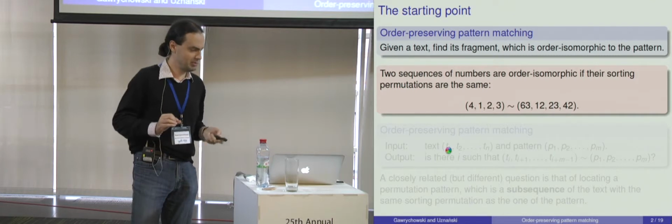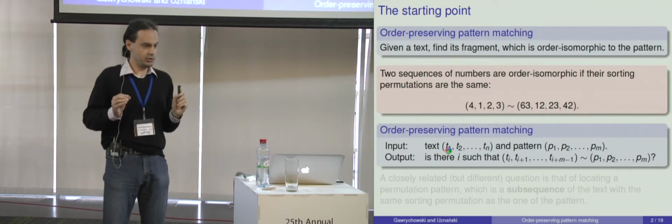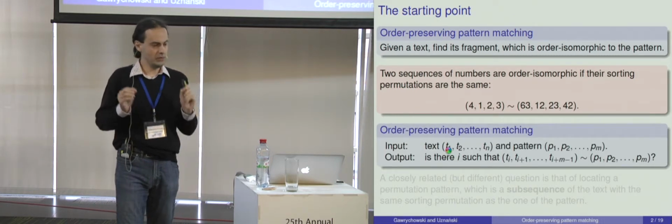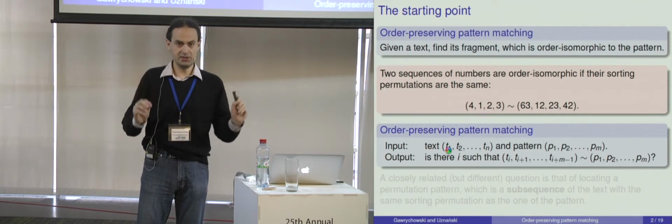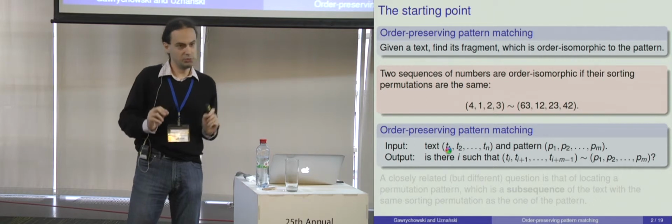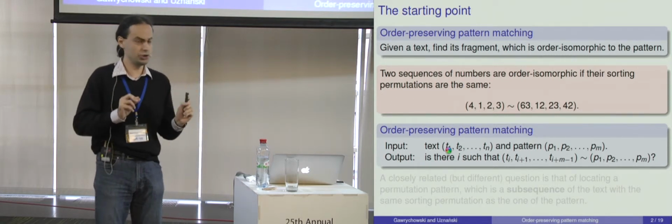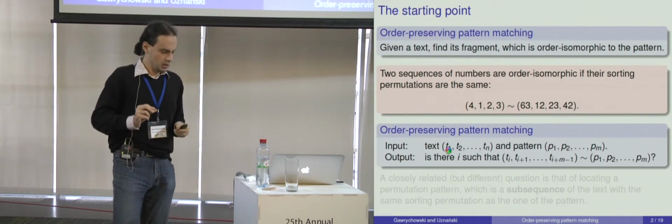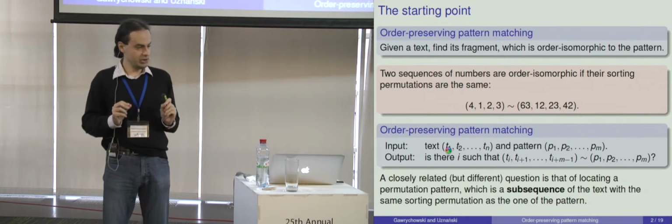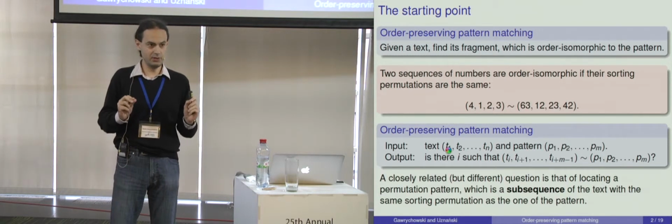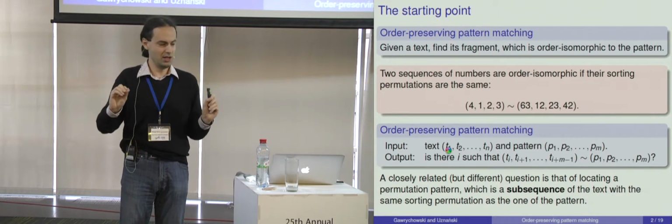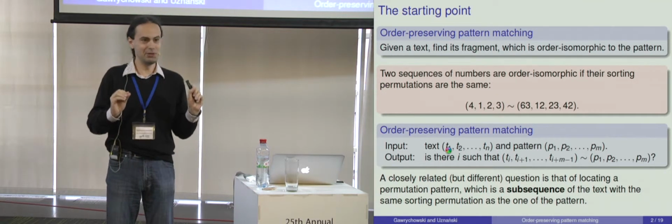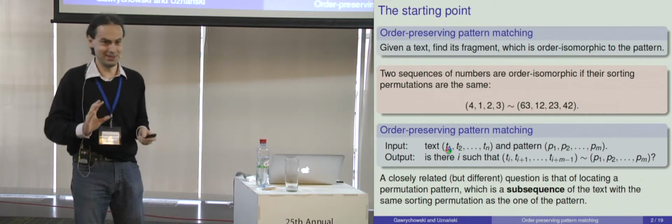So now order preserving pattern matching is simply that you are given a text of length n and a pattern of length m, and you would like to find a fragment of the text of length m which is order isomorphic to your pattern. So essentially the same. This is kind of related to something known as permutation patterns, where you look at subsequences of the text. But it turns out to be quite different problems. Still, I wanted to mention that it's kind of similar flavor.